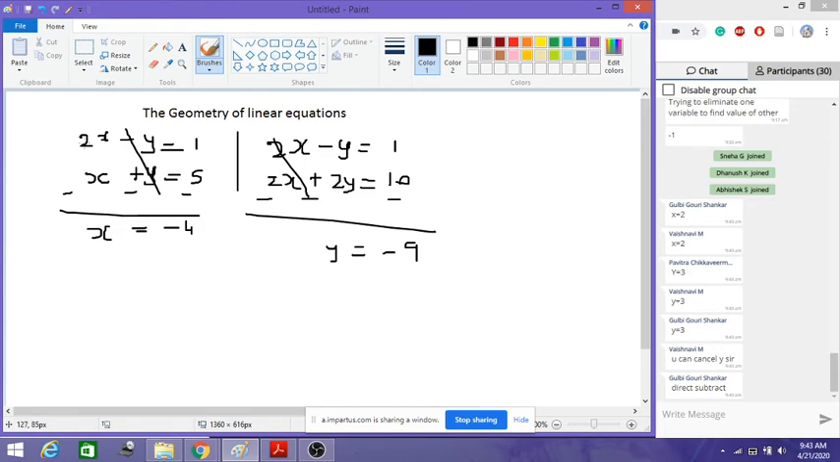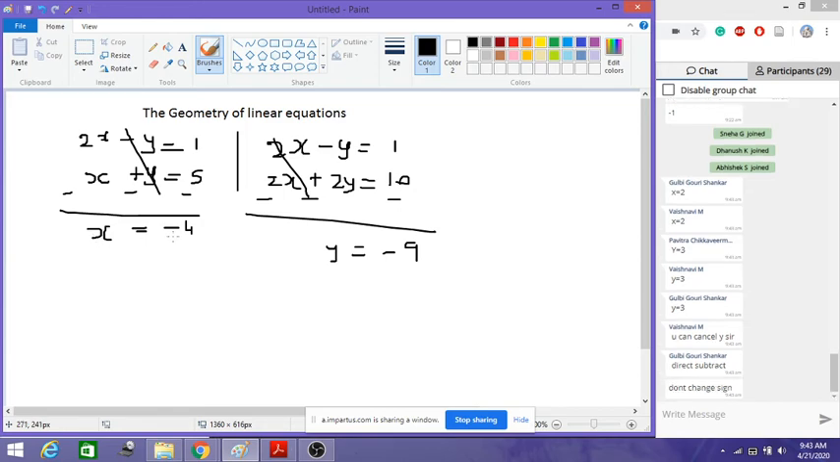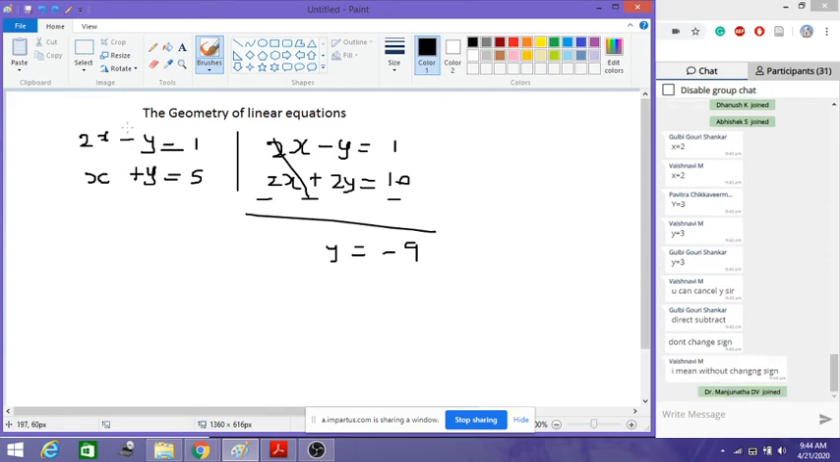Okay. So when I cancel y, I get x equal to minus 4, without changing the sign. Okay, right, without changing the sign. So we'll cancel here, and what do we get? 3x. Right. So 3x equal to 6, therefore x equal to 2, and then when we back substitute this, we will get y equal to 3.